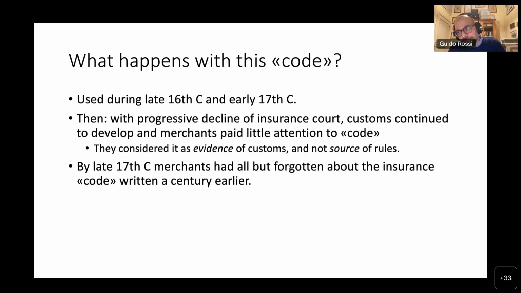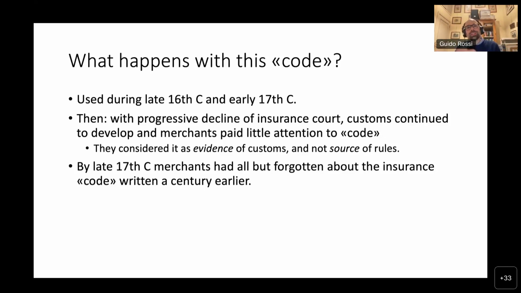and merchants keep on using these customs, but of course customs continue to evolve, to develop. So at some point, this codification, this compilation perhaps of insurance customs is no longer up to date. And what they do, instead of changing the obsolete parts, is simply set it aside and no longer use it. Because for merchants who were using this code in the 16th century, this compilation was evidence of their customs, but not the source of those rules. So the moment the rules change, then this is no longer up-to-date evidence and can be safely set aside.